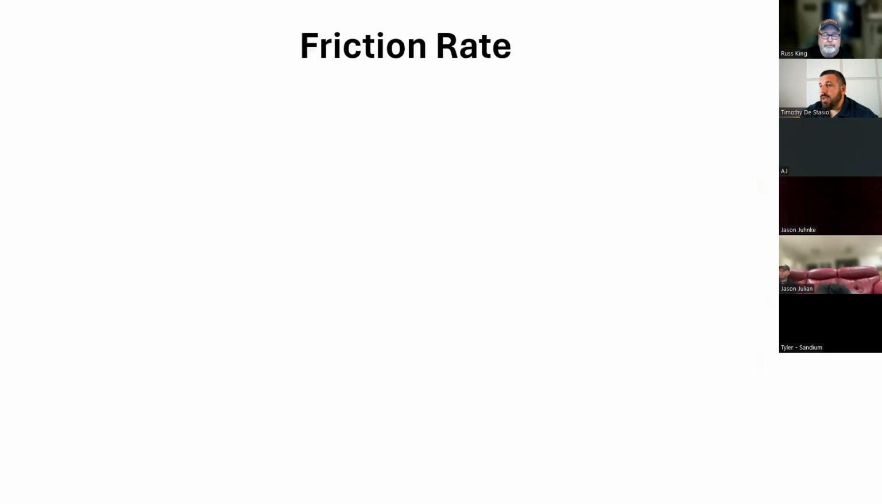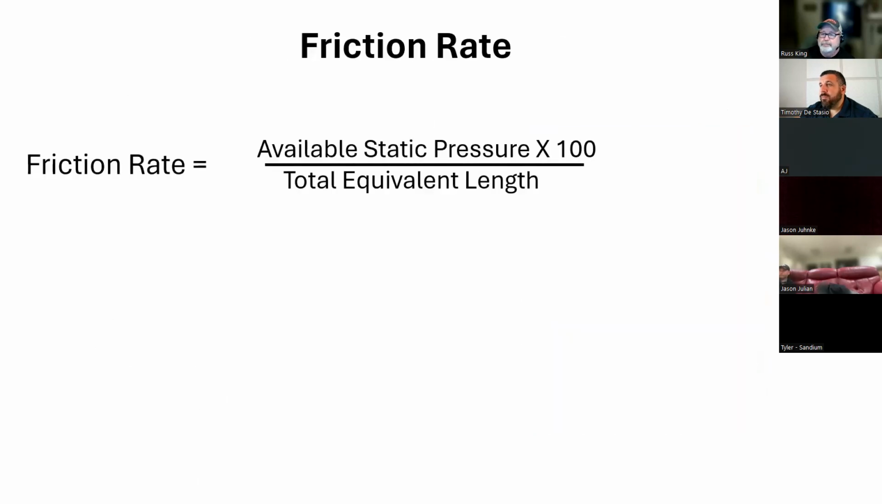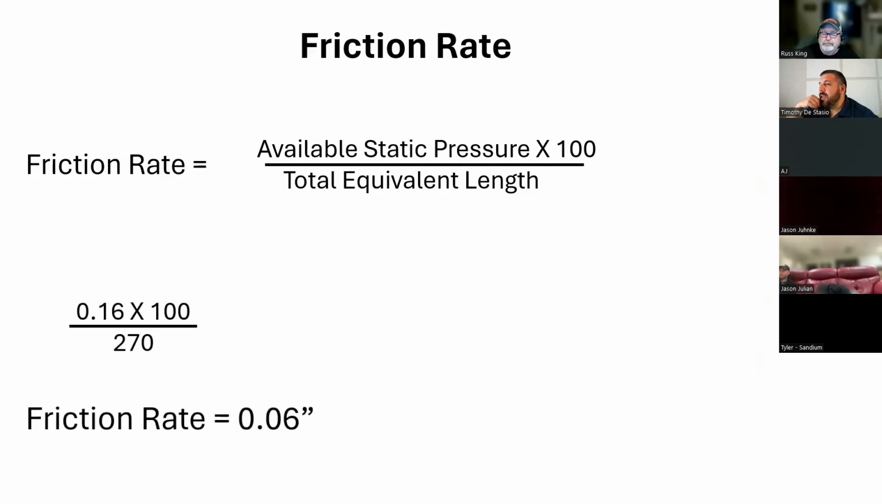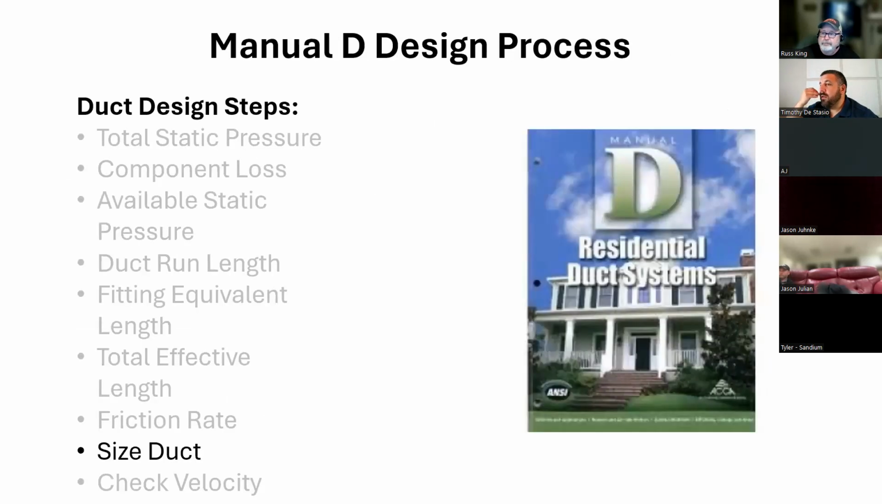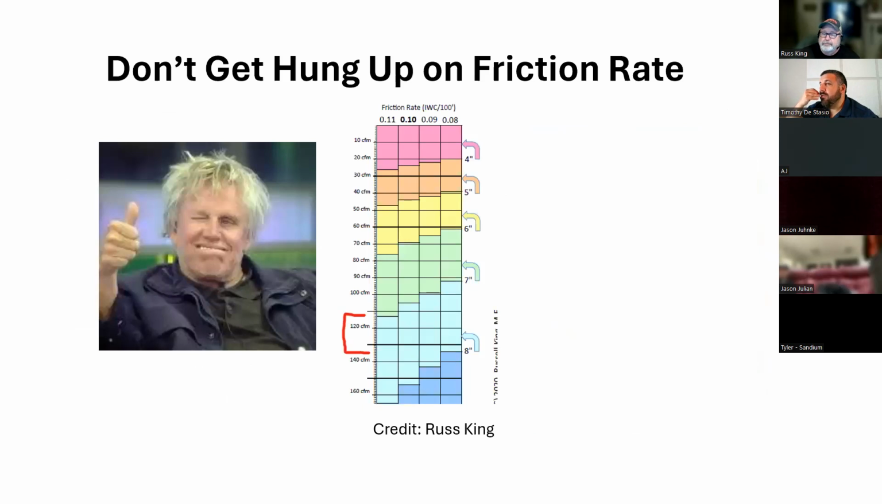Only then are you ready to calculate friction rate. Friction rate is this: you take your available static pressure. Remember, we calculated that a couple minutes ago. That was 0.16. Multiply it by 100, divide it by total equivalent length, and you come up with a friction rate. In this case, it's only 0.06. Now you size your duct versus that friction rate.